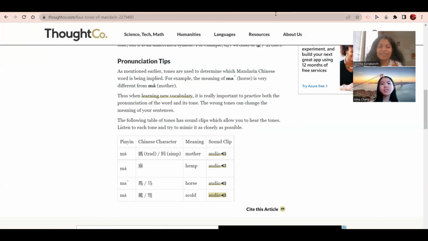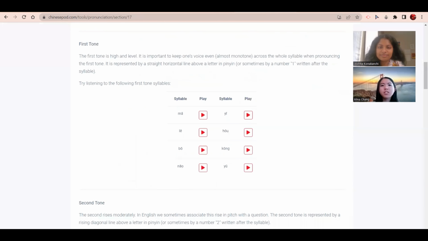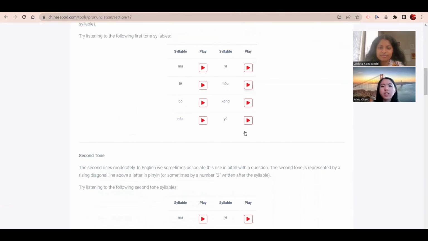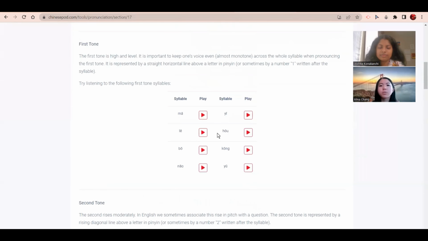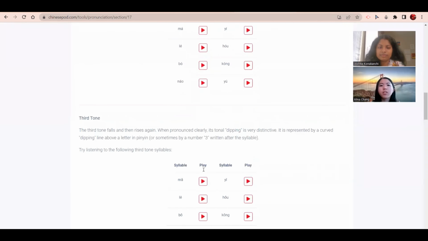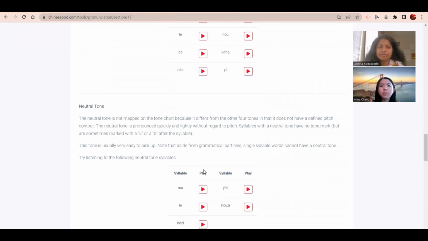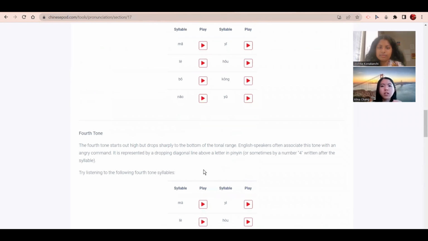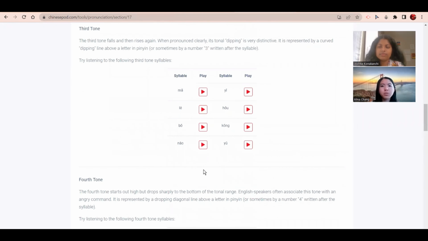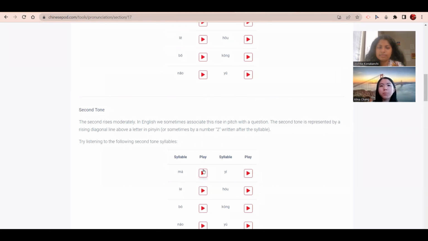Okay, so this is just one example of the ways to practice. Here's the other website that I mentioned, ChinesePod.com. Here are some of the other words that you could practice with, like the first tone with different words, second tone, third tone, fourth tone. There's also something called neutral tone, but it's only for specific words. This is a good website to explore the different tones and try to get used to it, and it'll help you when you start learning the basic sentence structure, which we are about to get into.